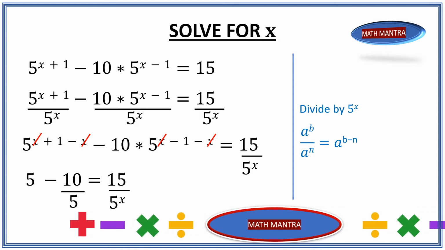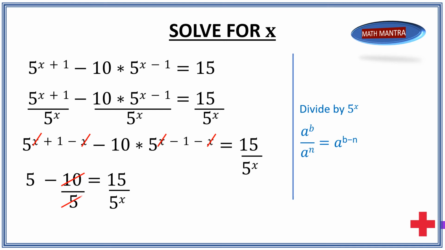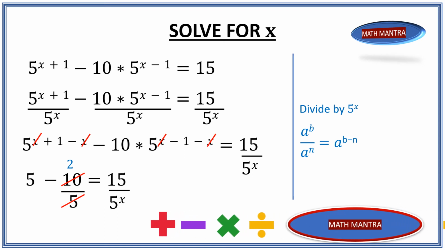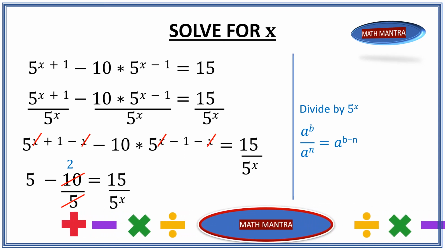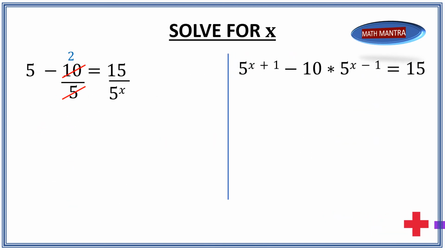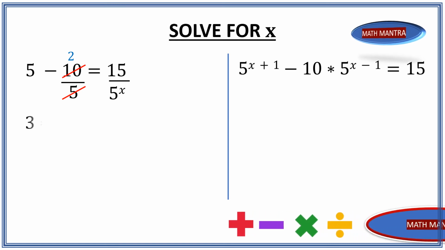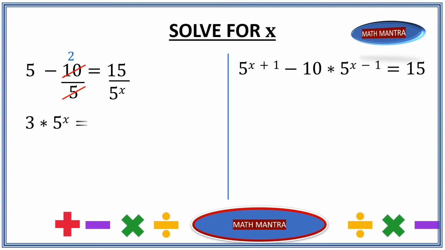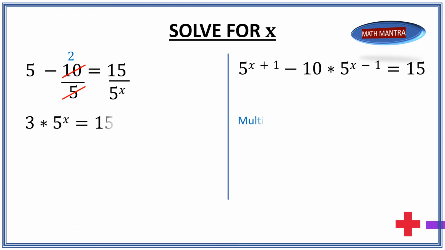Now as you can see, 5 and 10, the relation is 5 to the 10. So you can cross 5 and 10 out and put 2. And on the right side of the equation, we are not simplifying anything, we're just carrying 15 divided by 5 raised to x is equal to 3. So we're going to do 5 minus 2 is equal to 3, which is equal to 15 divided by 5 raised to x, right? So you have 15 divided by 5 raised to x.